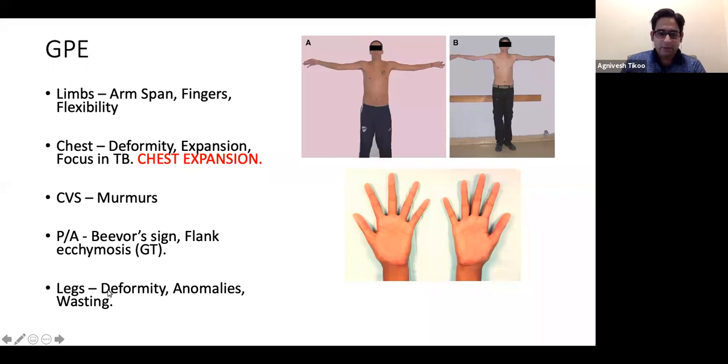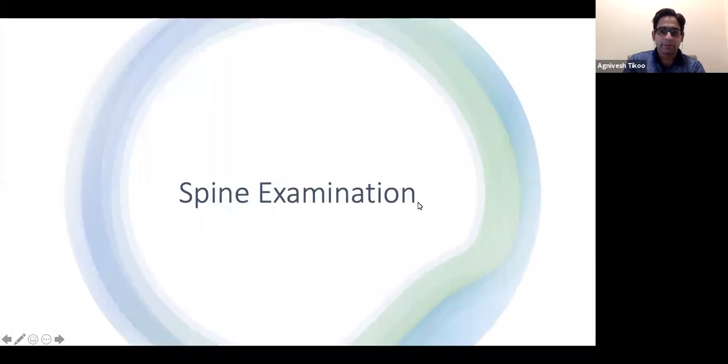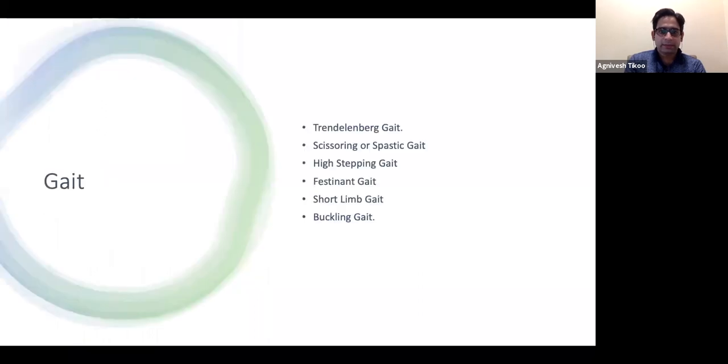And in the legs, deformity and wasting will give you signs of whether they are acute onset illnesses or long-standing illnesses, meaning for a very long time. Genitalia should be examined, and rectal examination will be essential when the patient has a neurological deficit. Otherwise, the examiner may not ask too much about the rectal examination if the patient's neurology is okay and he does not have any bowel or bladder problem. So let's see when the examination begins.